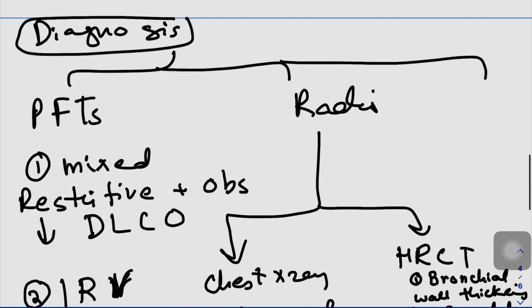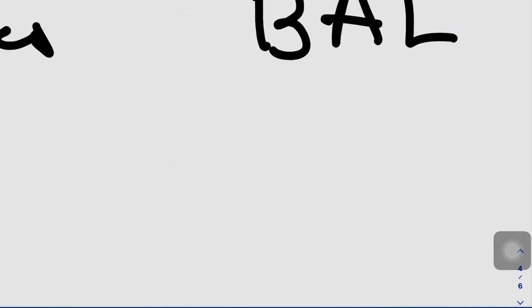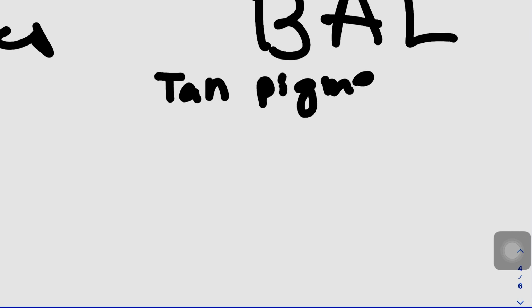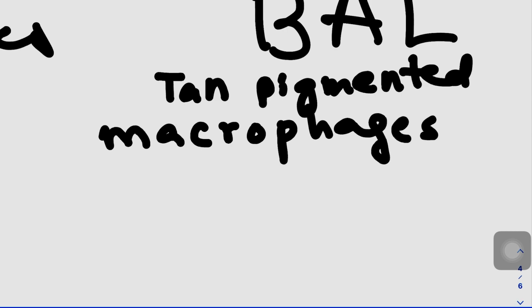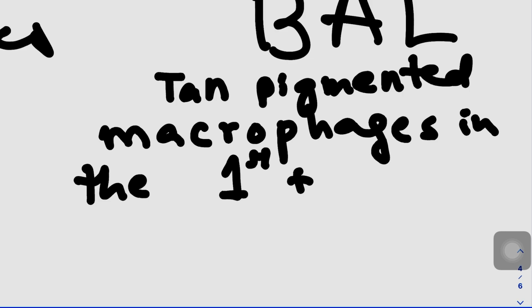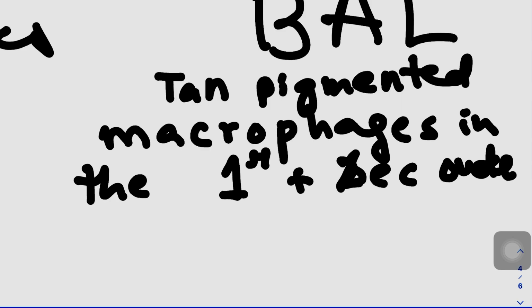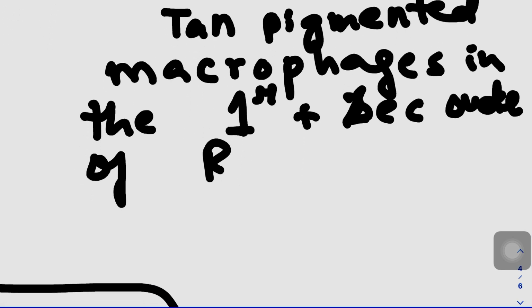Other tests are BAL. Usually we don't do BAL, but the main point of doing BAL is to differentiate it from other differentials, and in the BAL we can see tan pigmented macrophages in the lumen of first plus second order respiratory bronchioles.